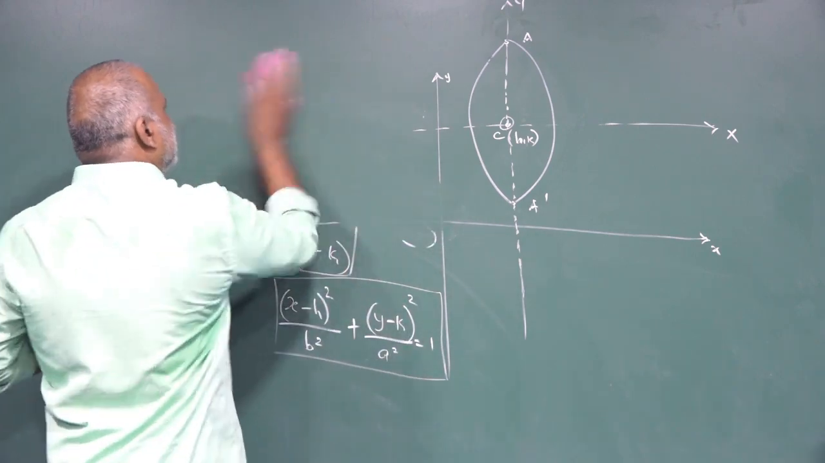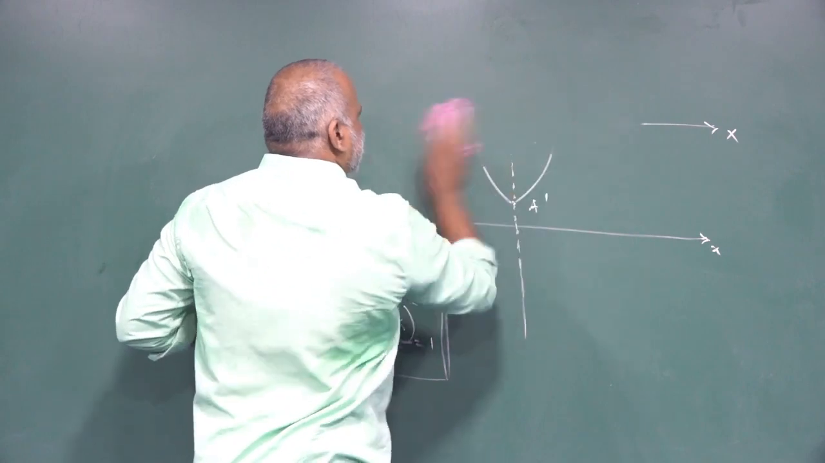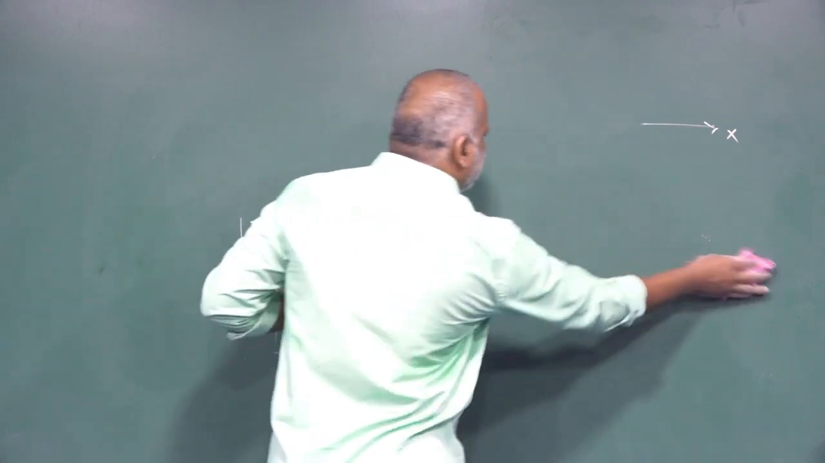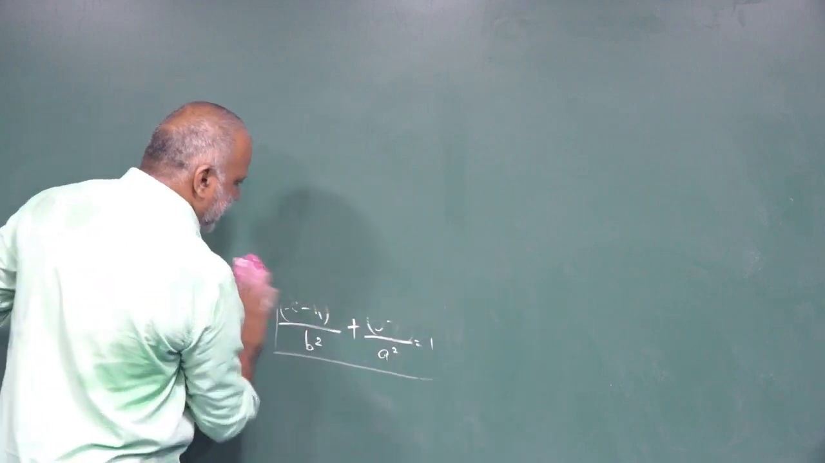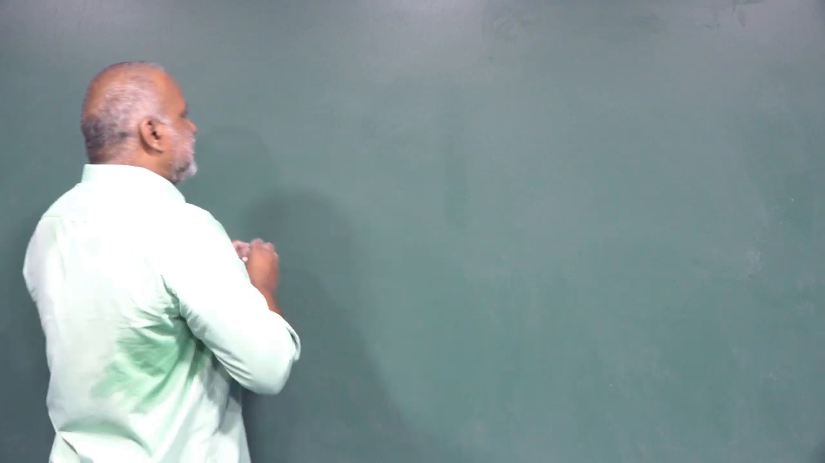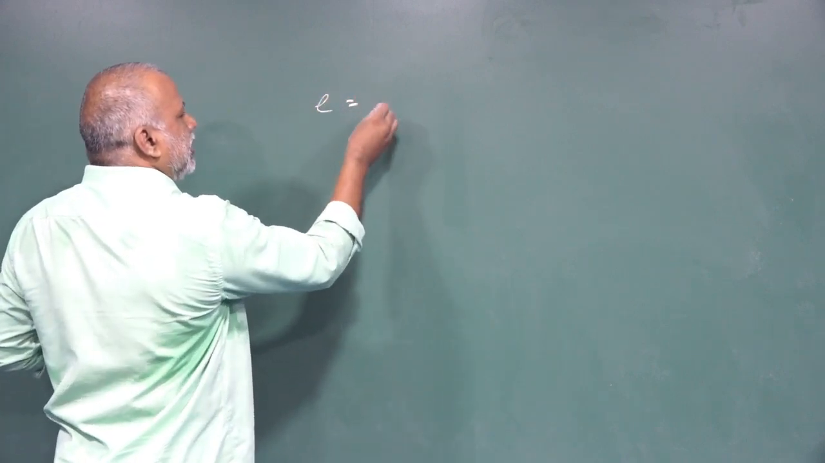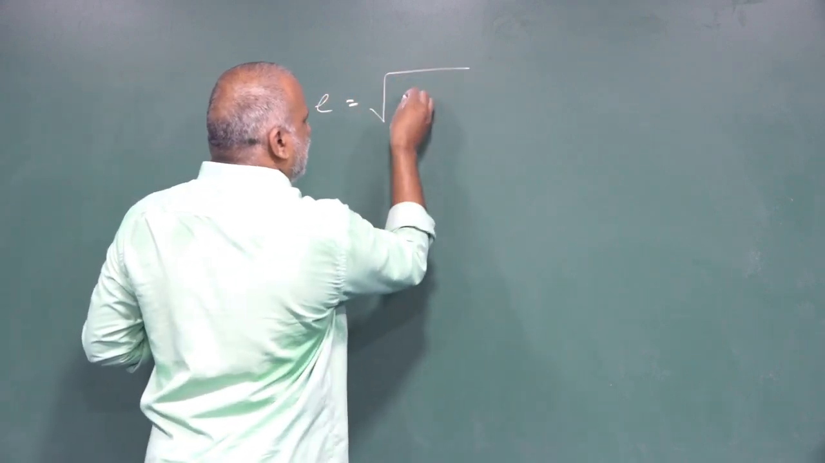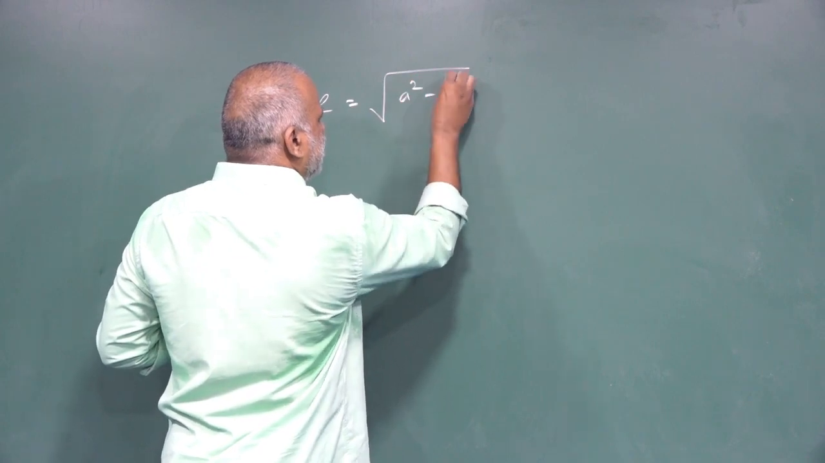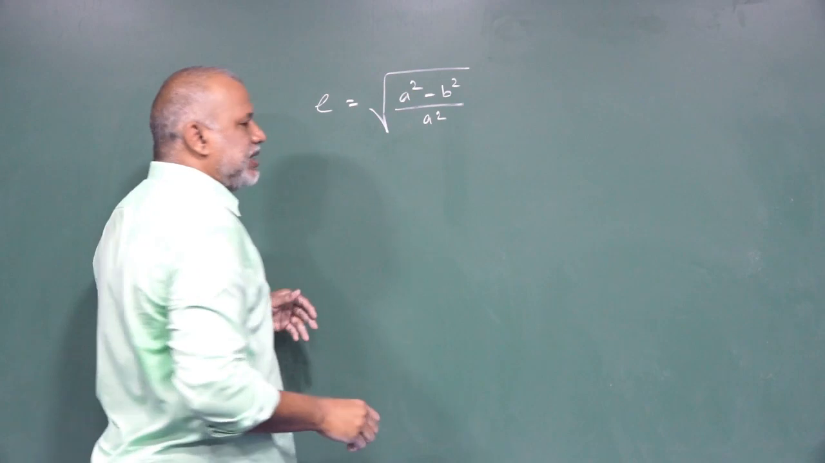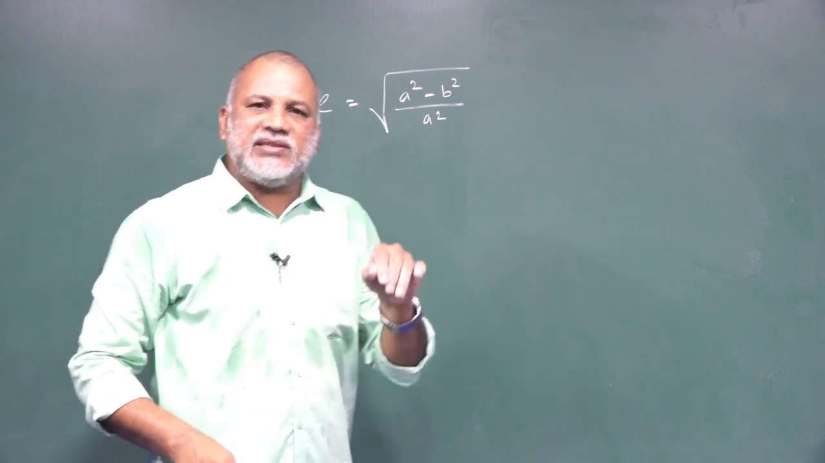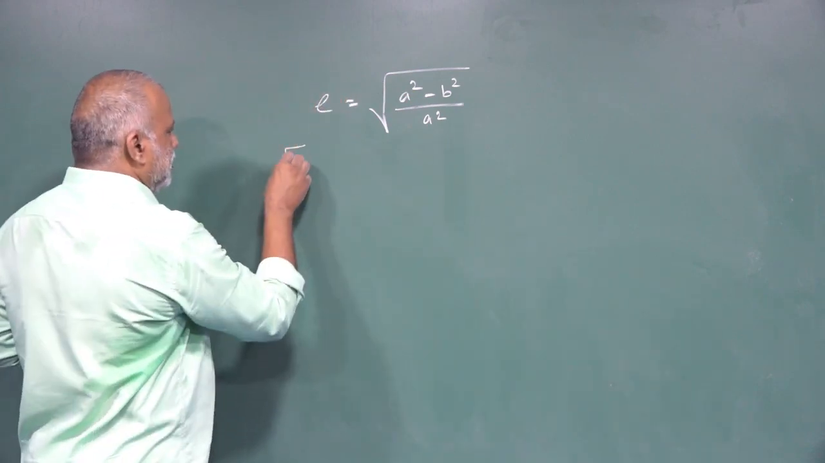Now another logic: we already explained this concept in the circle. The standard equation of the circle we already worked out, so just recall this one. Now what is the value of e? e equal to square root of a squared minus b squared divided by a squared. This is the eccentricity. e is always less than 1 for an ellipse.